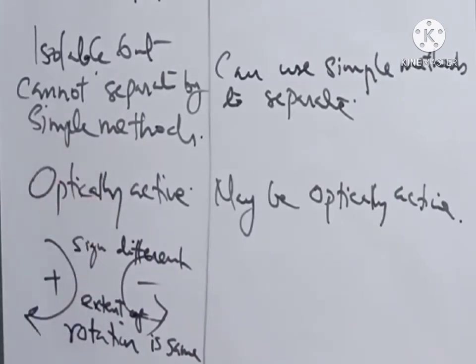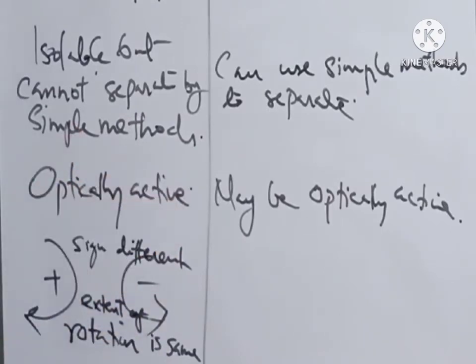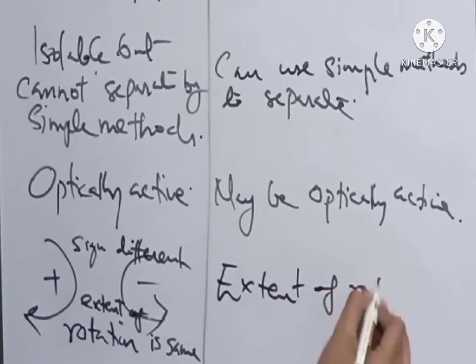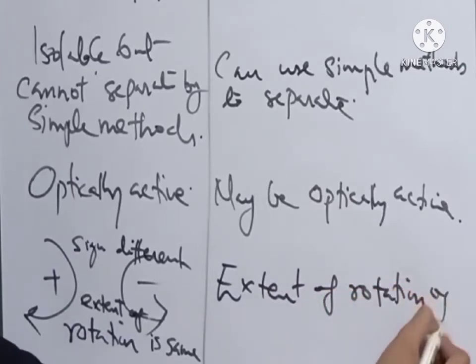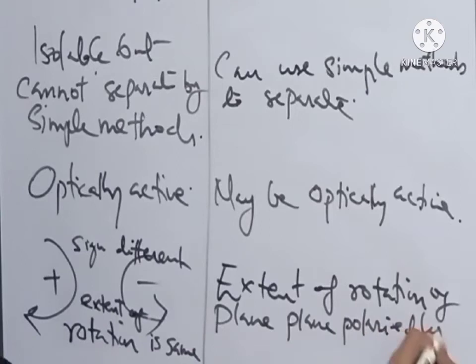But coming to diastereoisomers, they may rotate the plane polarized light in the same direction, or may rotate it in the opposite direction. And the fact is that the extent of rotation is also different. So we cannot say they only differ in sign. The extent of rotation of plane polarized light is different.